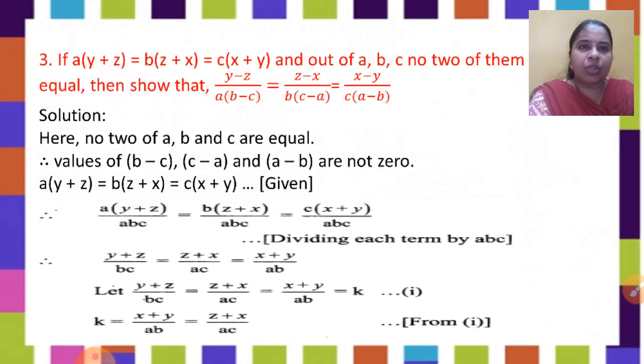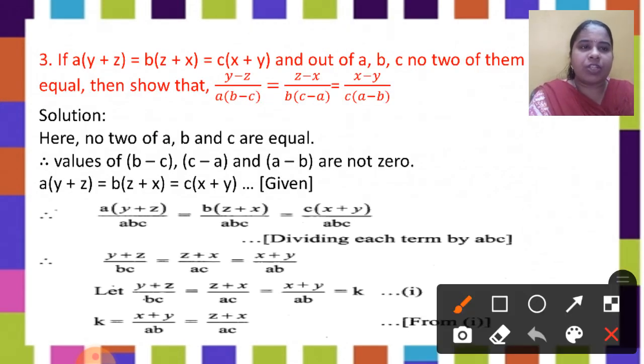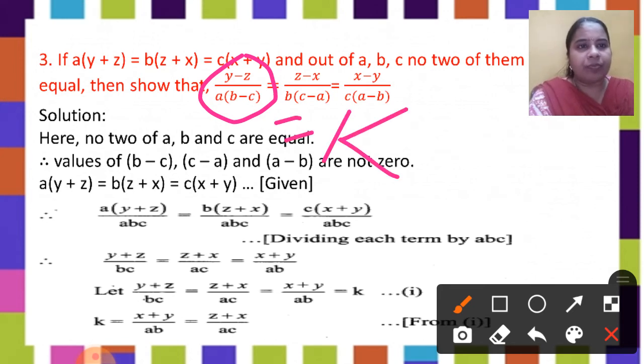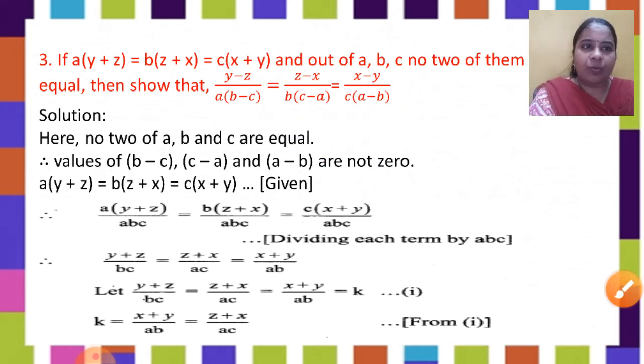Turn back to the question now. See, this is the first part of the question which I wanted to prove. Automatically I have got y minus z upon a into b minus c, and it is equated to k. Okay, I hope you are understanding it. For the next part, what should I do?